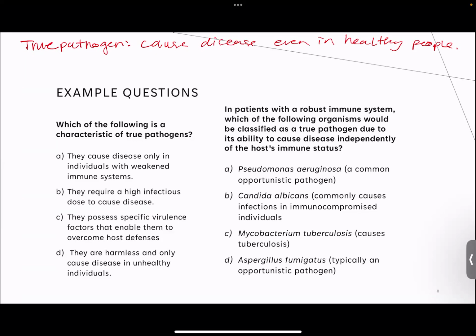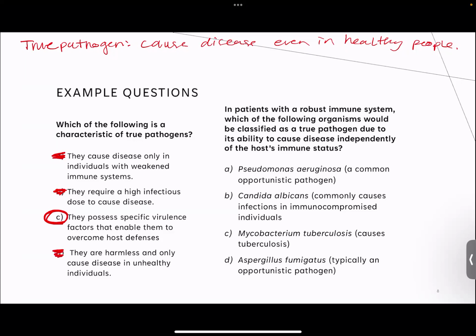Do they cause disease only in people with weakened immune systems? Nope. Even in people with healthy ones, they will cause disease. Do they require a high infectious dose to cause disease? They actually typically don't. Even one COVID virus gets into your body and you can get COVID. So they don't require a high dose. That's not common. Do they possess specific virulence factors that enable them to overcome host defenses? They must. That's why they're going to be successful, right? Are they harmless and only cause disease in unhealthy people? No, no, no. So C is our answer here.